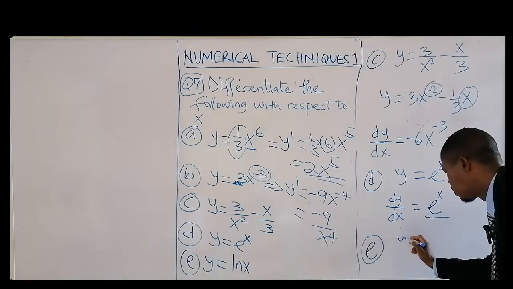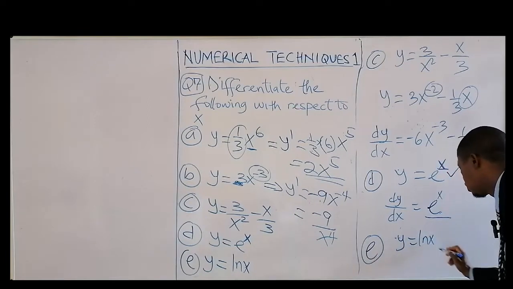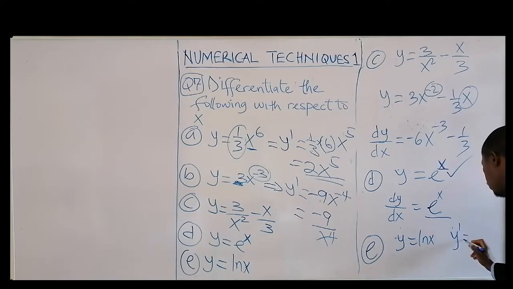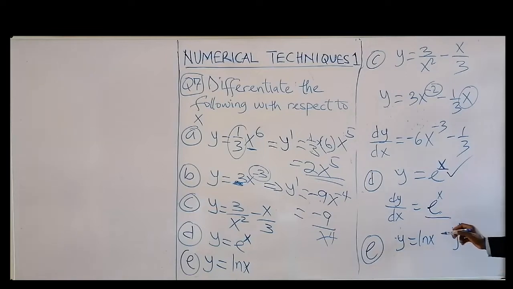Then y equal to ln x. So the y prime will be equal to what? For the ln, it will be the derivative of this, which is 1 over the function itself. And that finishes that. So that's that on that question.